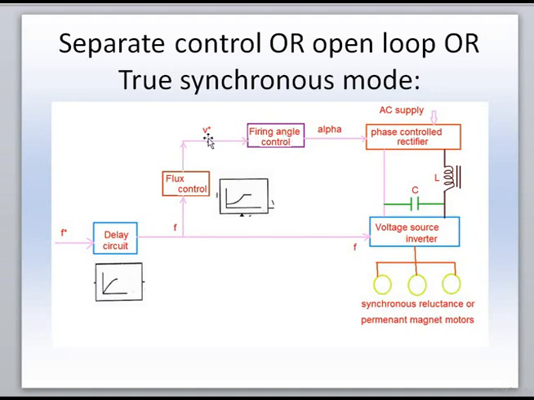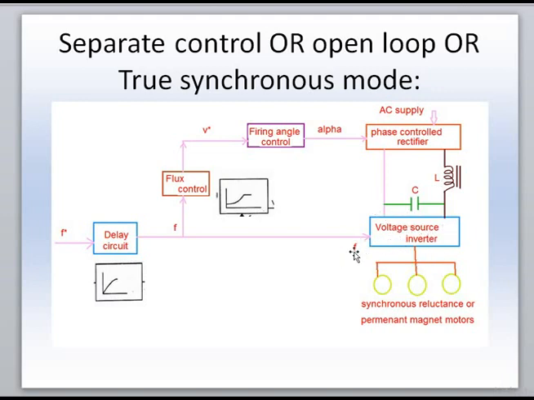Again, from the V star we are giving firing angle control. There is a control scheme which is used to control a phase controlled rectifier. That is, we are turning on the SCRs by using this firing angle control. So with that, by turning on and off the switches, we are controlling the DC input to the inverter. That means always we are trying to control V by F. By using this phase control rectifier block, we are changing the voltage supply which is given to the VSI. By using this delay circuit, there is a reference circuit, we are operating the inverter.